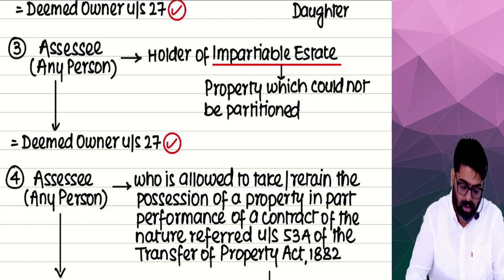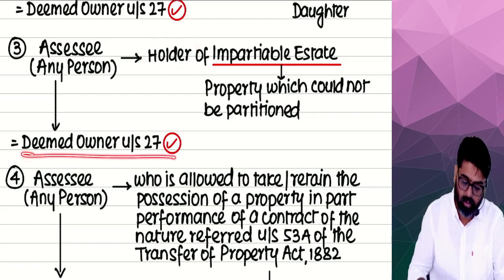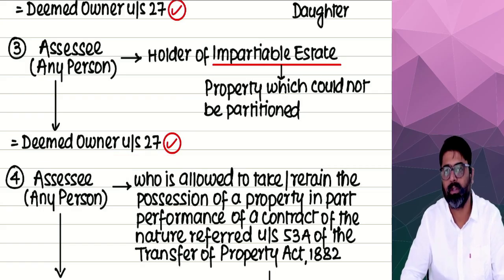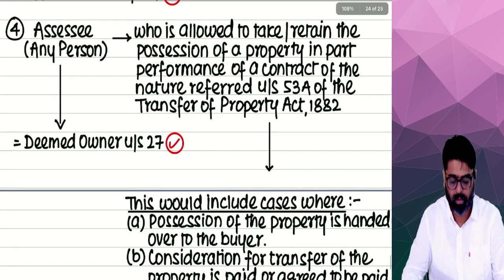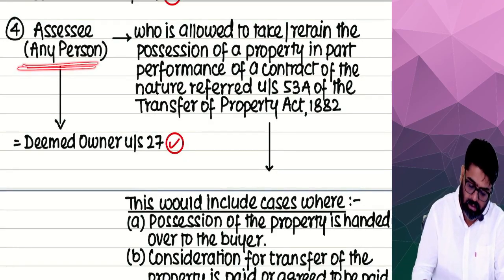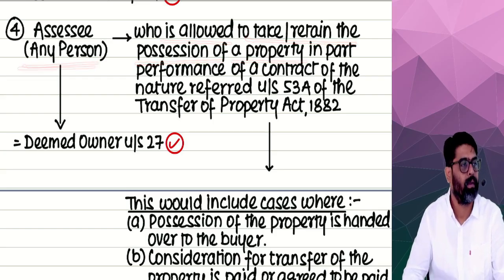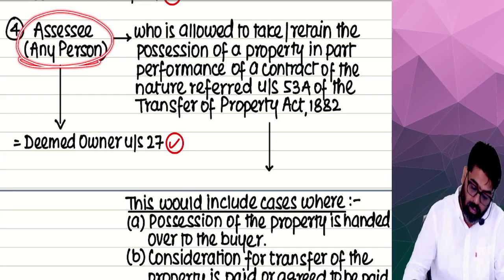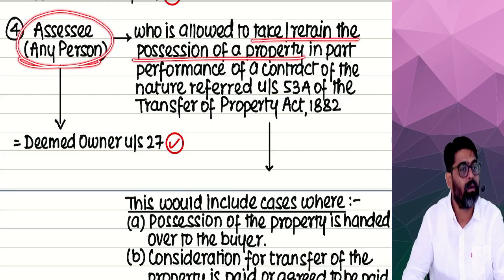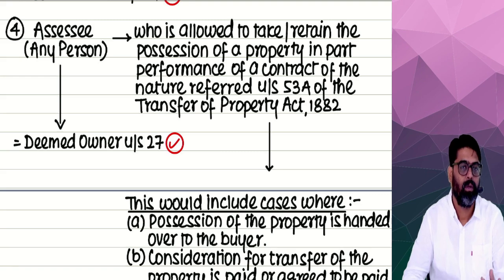So who will be the owner? The person who is holding such impartable estate will be deemed to be the owner. Third case, you understood? Now come to the fourth case. Now if an assessee is allowed to take or retain the possession of a property. See, you are an assessee. You are given the possession of the property. You have just got the possession of the property. Legal ownership is yet to be transferred on your name.